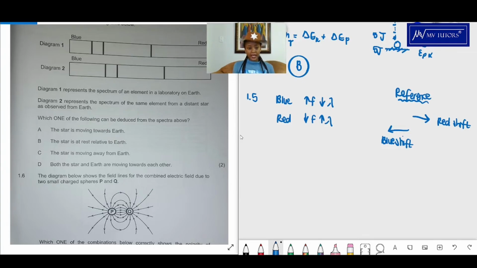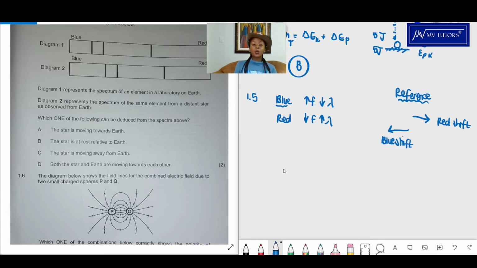Okay, the star is moving towards the Earth. The star is at rest relative to the Earth. If it were at rest relative to the Earth, then you wouldn't have any shift. The star is moving away from the Earth. Both the star and the Earth are moving towards each other. Okay, fine. If it's moving towards the Earth, guys, it means that your wavelength is shorter, and your frequency is high. So we'll be looking at a blue shift, more or less.